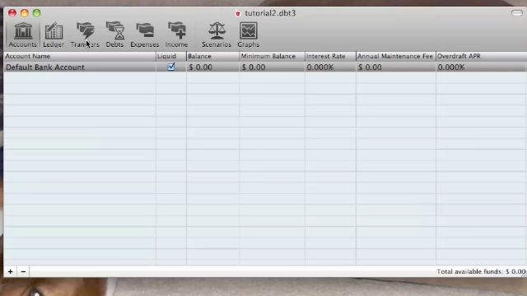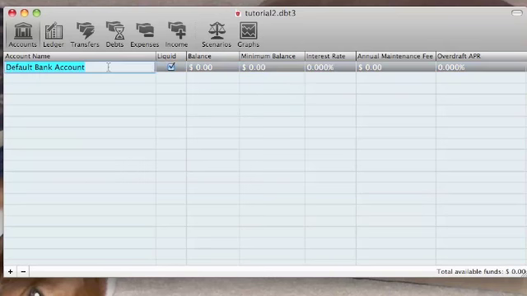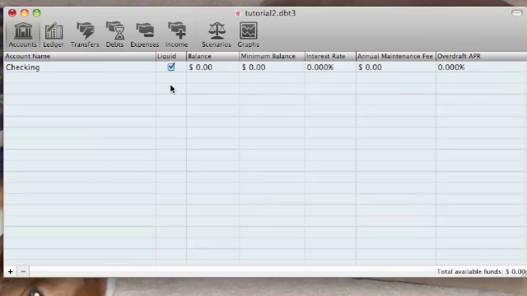Now, every new file comes pre-populated with one bank account for you. You can add as many more as you need. And then all the several options are pretty easy. The first one is the account name, so we'll call that checking. The second is a checkbox that says liquid.